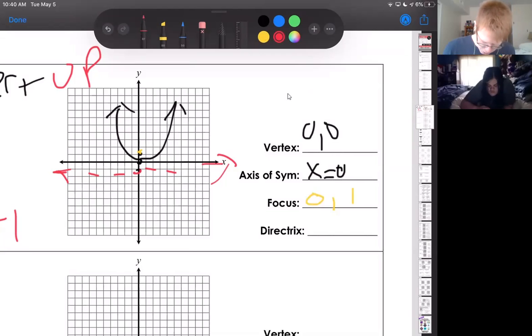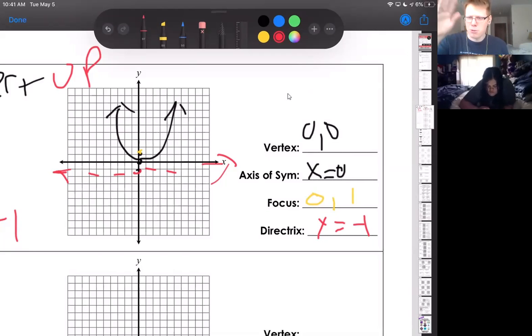Our directrix would be y equals -1. One thing to notice is that your axis of symmetry and directrix will always be opposite. So if you have x equals something for your axis of symmetry, your directrix is going to be y equals something, because they have to be perpendicular. As long as you get one of those right, just know the other one's going to be the other variable.